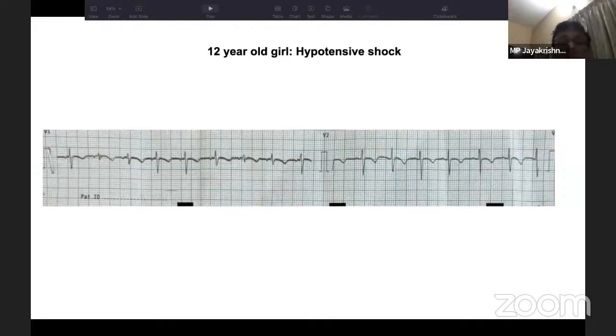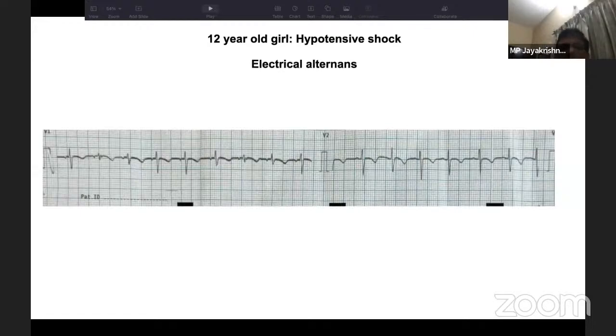This one in our ICU, this child was admitted 2 years back. Shock. What do you see there? If you look at the QRS complexes, the amplitude is different in each complex. This is a varying amplitude of the QRS complex. Previously, I showed you a varying amplitude of the T wave alternans. This is called electrical alternans. Electrical alternans in a sick child, shock. What do you consider? You consider cardiac tamponade.